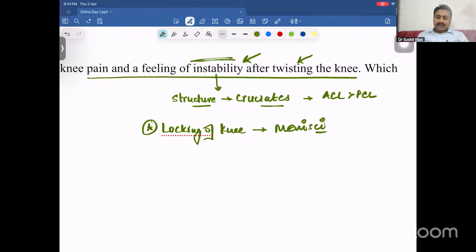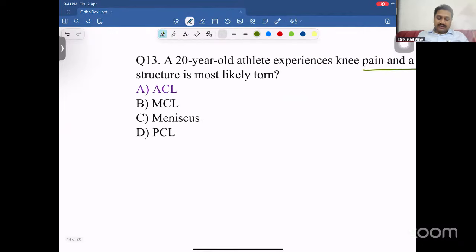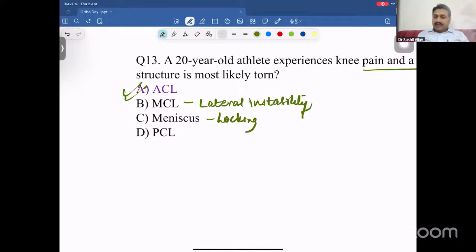Okay, very good. These are small points, children. Don't miss this out, it is very much required. So ACL, right? The MCL is always about the lateral instability, right? Mediolateral instability, we should say. Menisci is about locking, right? Menisci is about locking. Patella is by distraction forces.